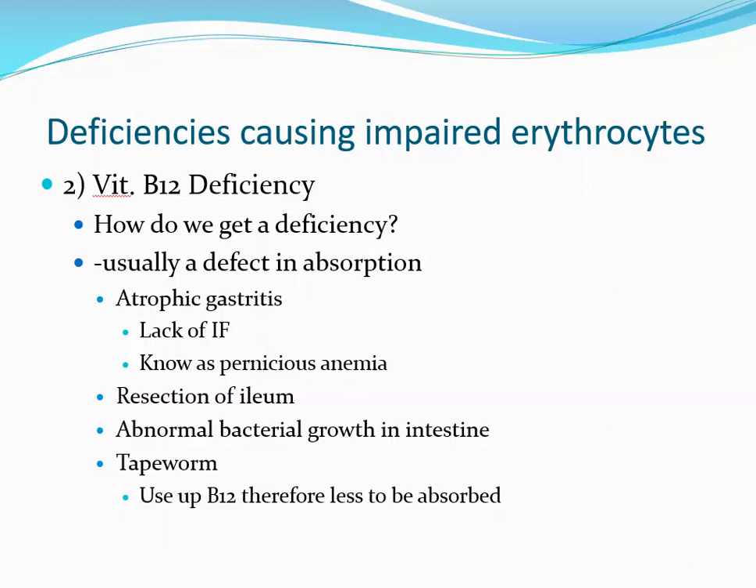Another cause of absorption problems could be resection of the ileum. This is where the majority of B12 is absorbed. So if a portion of the ileum has been removed, there's less surface area for absorption. Then it could be due to abnormal bacterial growth in the intestines or due to a tapeworm. In these last two examples, the organisms are using up the dietary B12 before we have a chance to absorb it. So it's all used up before it can be absorbed.